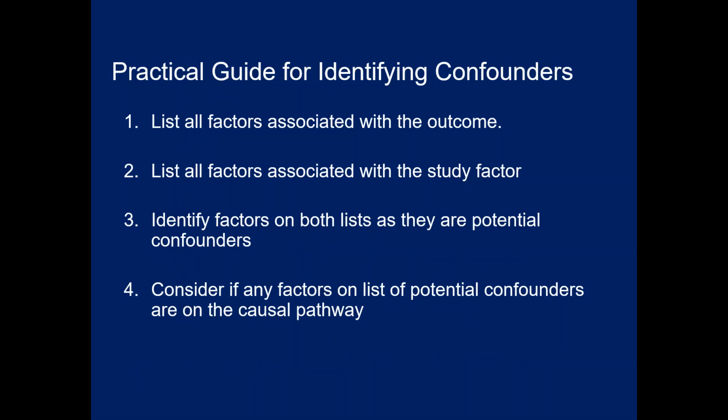Remember, a confounder doesn't exist unless it's in the context of a relationship. Okay. I list everything that I can think of that's associated with the outcome. Then I might think about everything that could be associated with the study factor. Now remember, it has to be a risk factor, but it also has to vary between the two groups. So it has to be on both lists in order for it to be a confounder. And only those variables that appear on both lists are potential confounders.